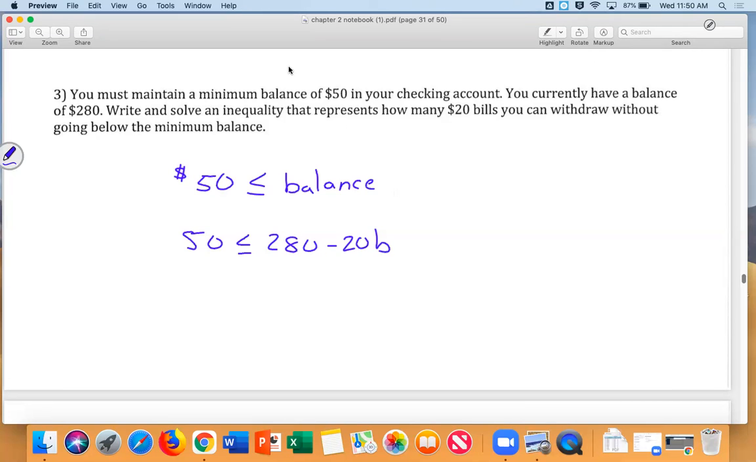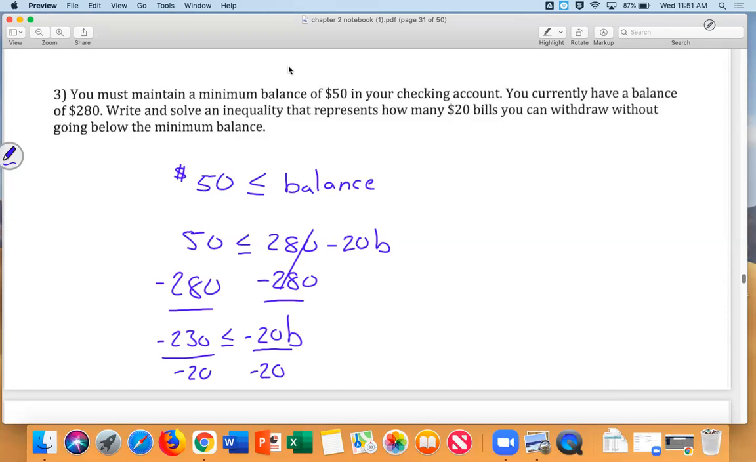Okay, that's fine, Maddie. All right, so Maddie, what I would do first is I would try to get the B by itself. So what I'm going to do is I'm going to subtract 280. And hopefully that's okay with you, Maddie. Now I divide those out and I have 50 minus 280. That's going to be minus 230 is less than or equal to negative 20B. Now to finish this up, I'm going to divide by negative 20.